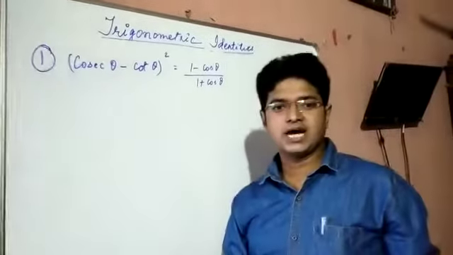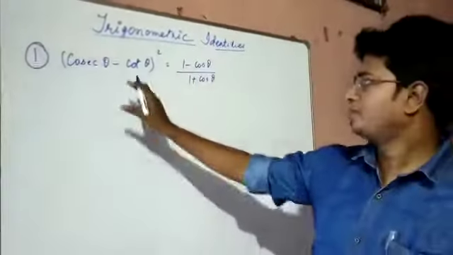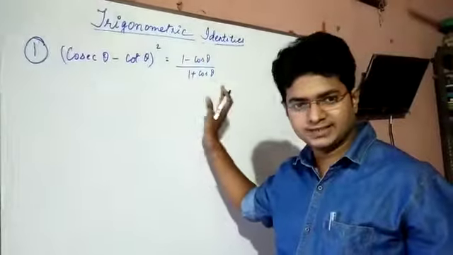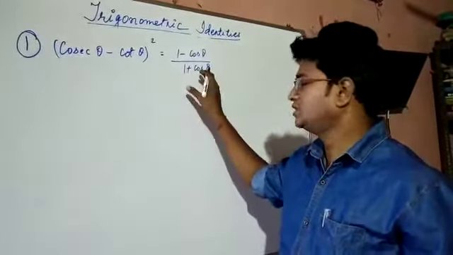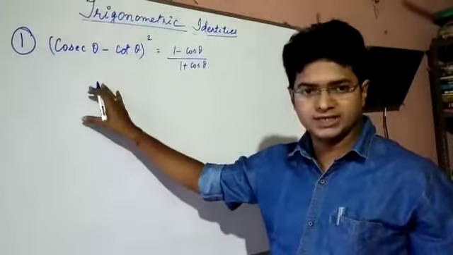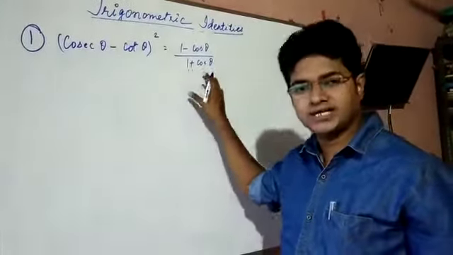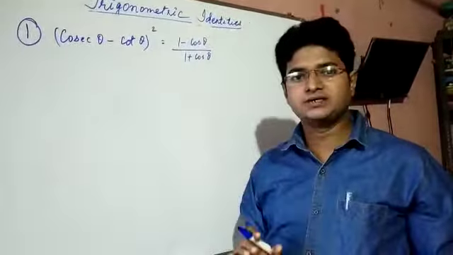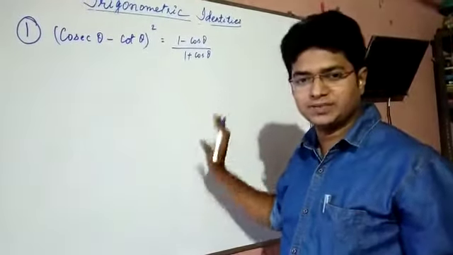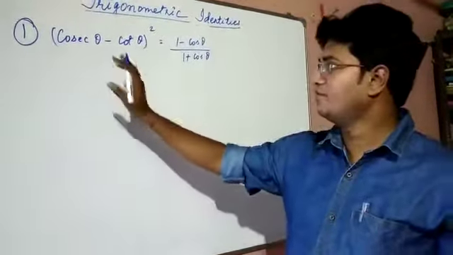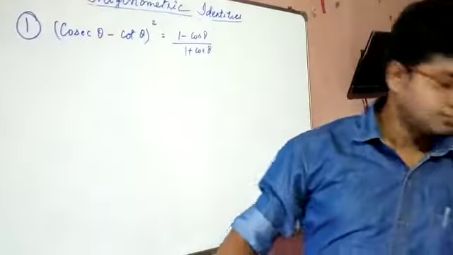In trigonometric identities, you need to proceed from the left hand side and obtain the right hand side, or you need to proceed from the right hand side and obtain the left hand side. In a few questions, you need to proceed from both the left hand side as well as the right hand side and obtain the ultimate result. On both sides you should get the same result. Now let us see how we can solve this sum.